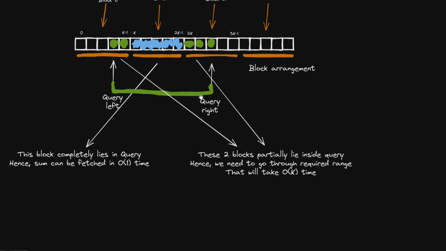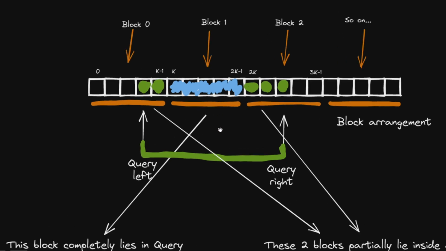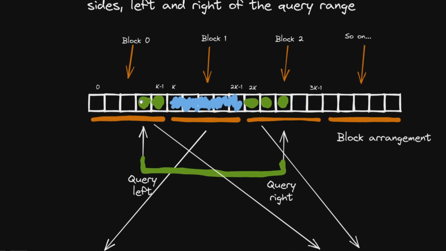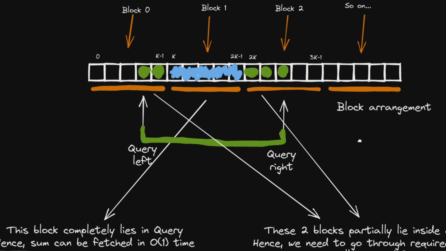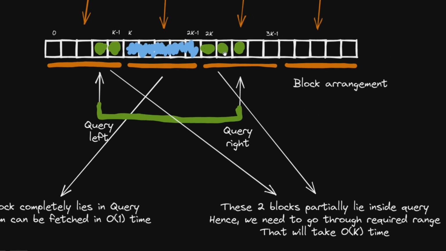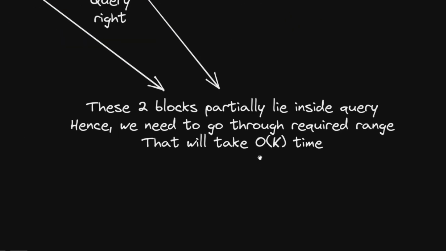because basically this edge case can happen only for two blocks, the leftmost and the rightmost, because the middle blocks will be completely covered and the left and the right part may or may not be covered. And if they are not covered, we'll simply traverse them and get the required results. And we are only traversing order k elements in this case, because each block contains exactly k, but depending on the query range and the constraints, we will go through O of k elements.